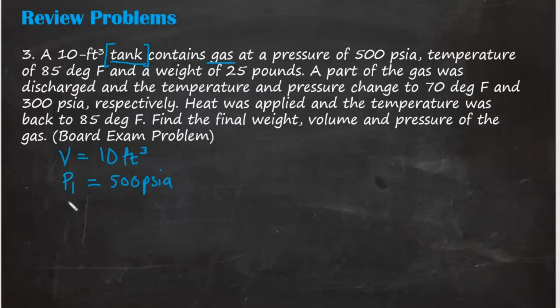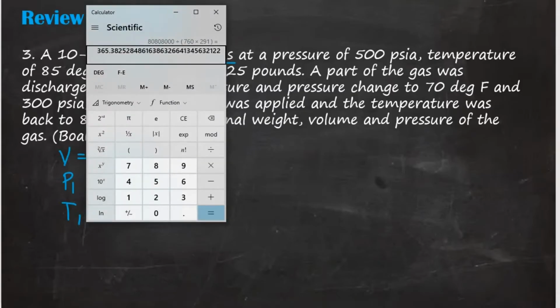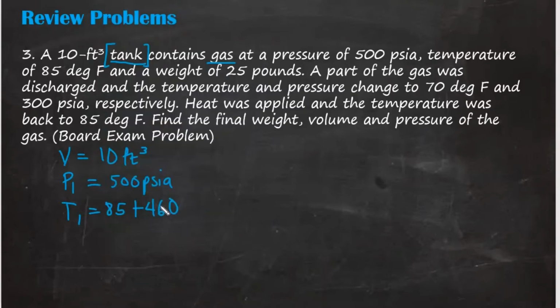Temperature 85 degrees Fahrenheit. So 85 plus 460, 545 degree Rankine. And the weight of 25 pounds. Okay? So we have a weight of 25 pounds. So this is pound force because it's a weight. Part of the gas was discharged. And the temperature and pressure changed to 70 degrees Fahrenheit and 300 psia.